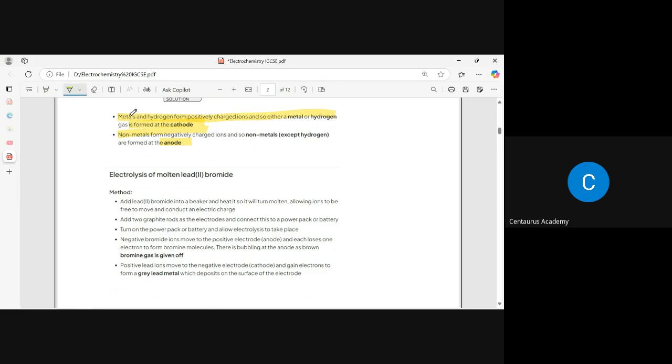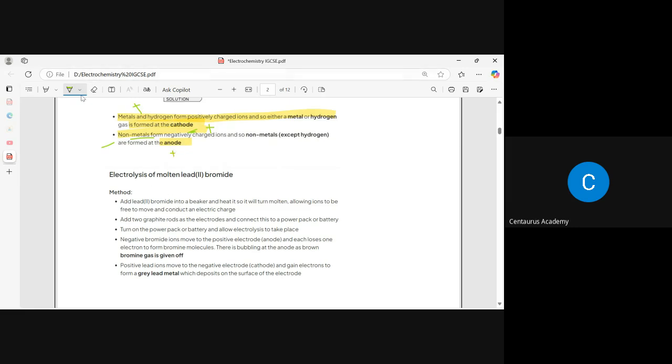Okay, metals and hydrogen are positive cations, which is why they are deposited onto the cathode. So cations are deposited onto the cathode. Cathode is the negative electrode. Non-metals tend to be deposited on the anode. Why? Because they are negatively charged. Negatively charged ions are always attracted by the positive anode.